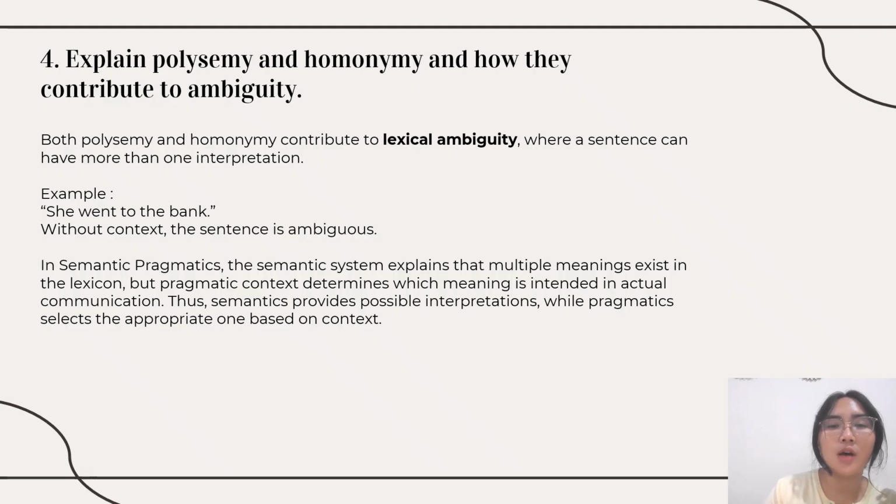Both polysemy and homonymy contribute to lexical ambiguity, where a sentence can have more than one interpretation. An example: she went to the bank. Without context, the sentence is ambiguous. In semantic pragmatics, the semantic system explains that multiple meanings exist in the lexicon, but pragmatic context determines which meaning is intended in actual communication.